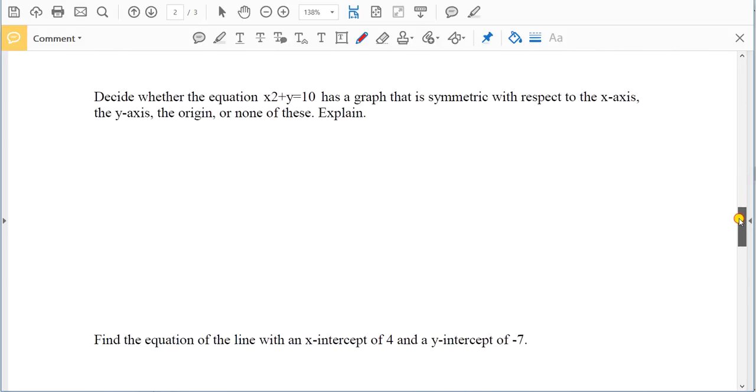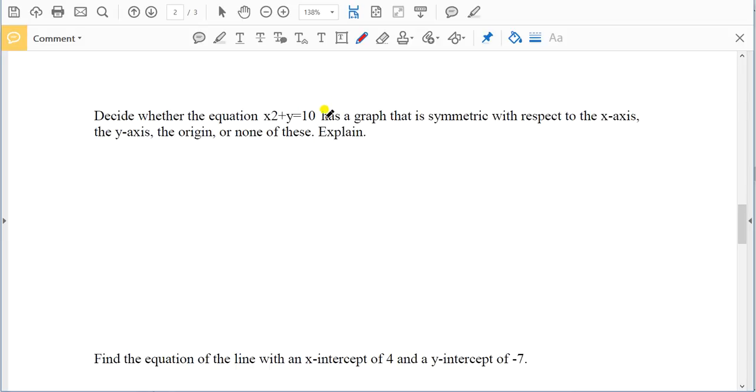Let's see what's the next problem. Decide whether the equation has a graph that is symmetric with respect to the x-axis, the y-axis, or the origin. Okay, so we need to do some testing here. For the x-axis, in order to see if this one is x-axis symmetric or not, I replace y by minus y in the equation. This one is actually x squared plus y equals 10. Okay, so now I have y and minus y.